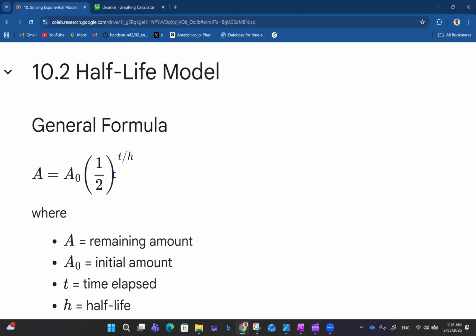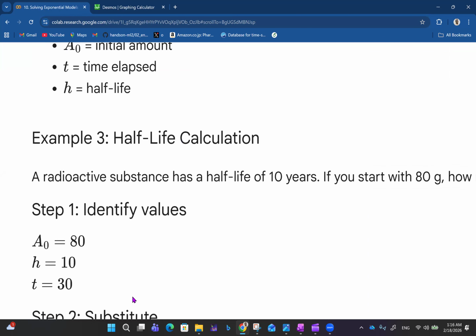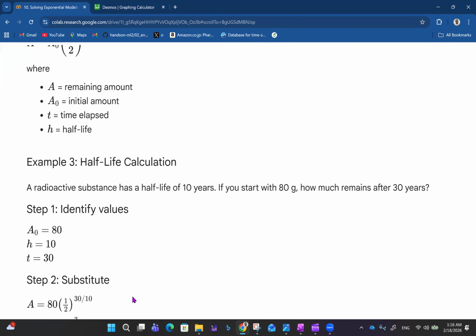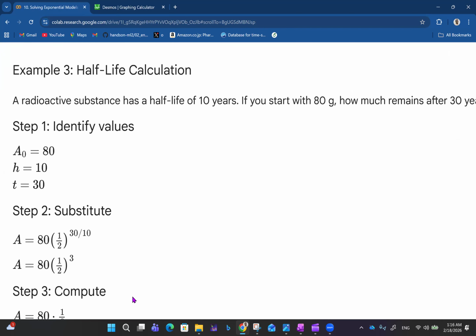And the initial or exponential part, you know, because half is now raised to the power t over h. So t is the time elapsed and h is the half-life. Okay, so based on this formula now, can we do a bit of calculation? Imagine this question right here that you want to do this half-life calculation for.